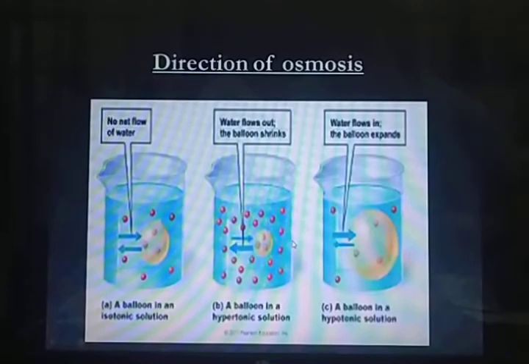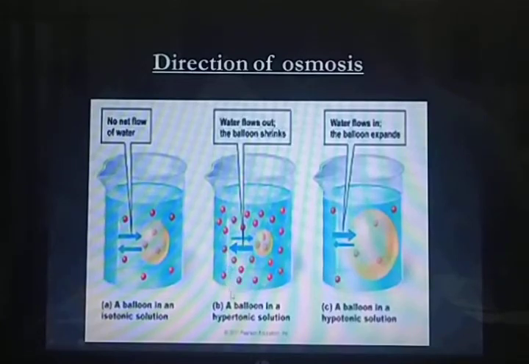When we are talking about the hypertonic solution, in the hypertonic solution the concentration of water inside the cell is higher. Are you getting my point? The concentration of solvent is higher inside the cell and the concentration of solvent is lower outside. That's why osmosis will take place from the higher concentration of solvent to the lower concentration of solvent.